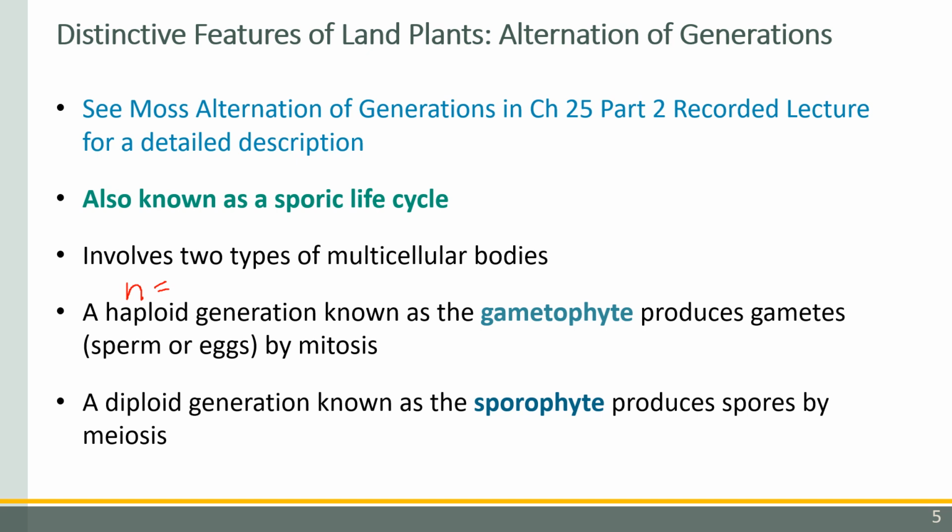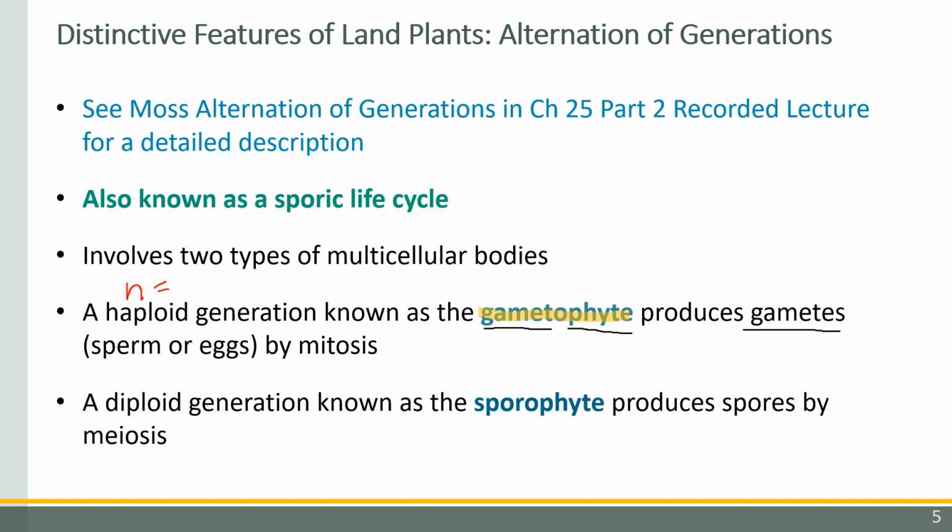The haploid generation is called the gametophyte generation, and that gametophyte is going to produce the gametes. The root word phyte means plant. So the gametophyte is the generation of plants that produces the gametes. And of course, from Biology 101, we learned that those gametes are sperm and eggs.